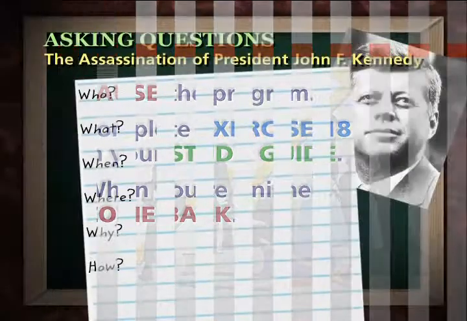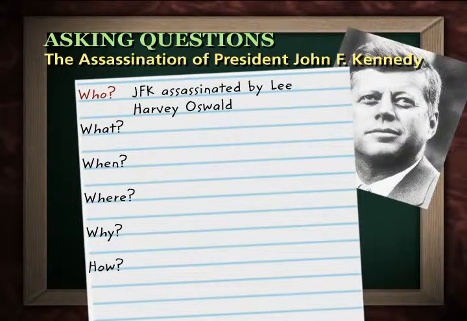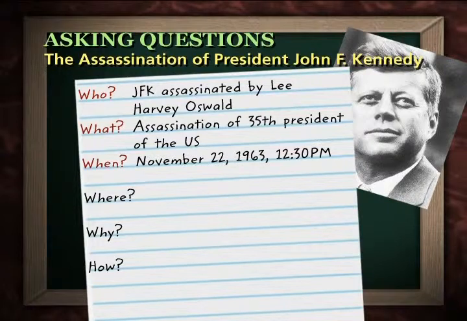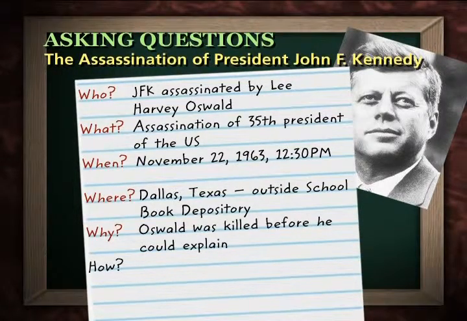Here's a sample response. How does it compare to yours? Who? JFK, assassinated by Lee Harvey Oswald. What? Assassination of the 35th President of the United States. When? November 22nd, 1963 at 12:30 p.m. Where? Dallas, Texas, outside the school book depository. Why? Oswald was killed before he could explain, so we don't know. And how? With a rifle.